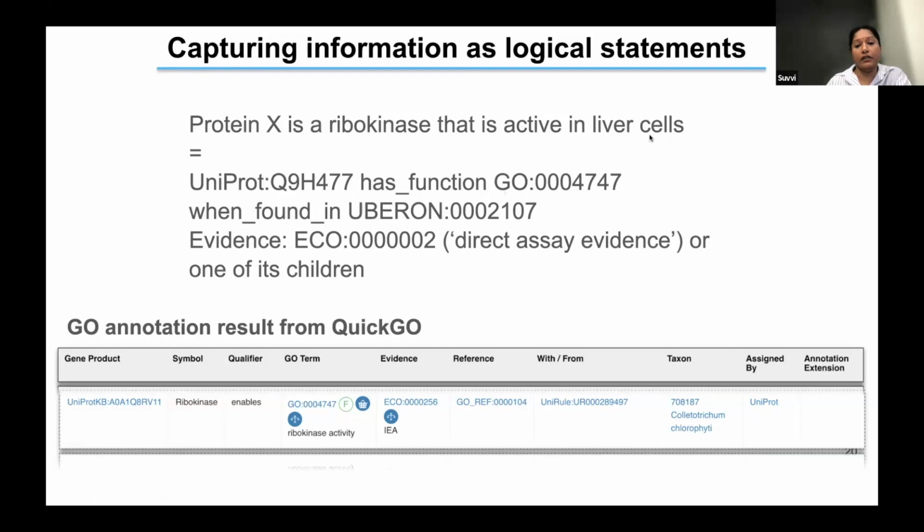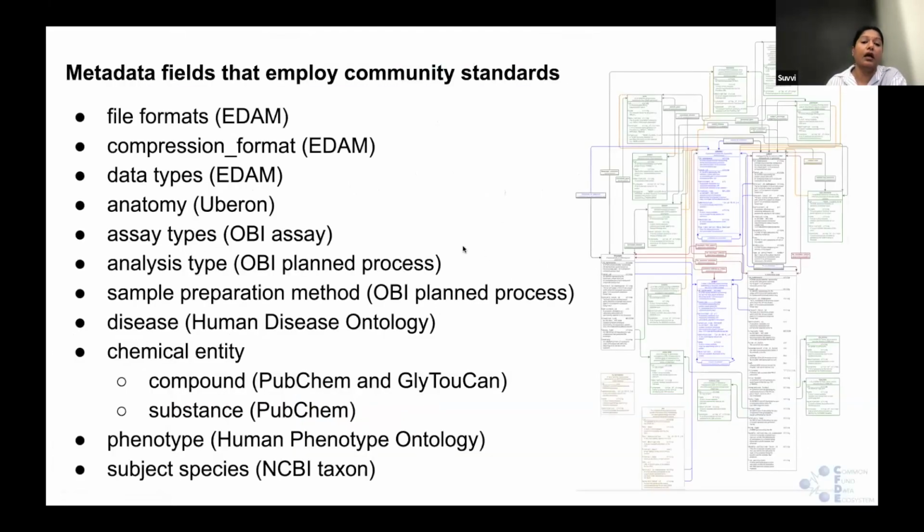And where is this annotation coming from? It's coming from a direct assay. So you can use evidence code 0002 for direct assay as the evidence for this particular annotation. And you can see that example here. So this is the power of ontologies.